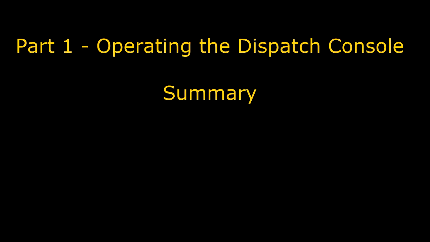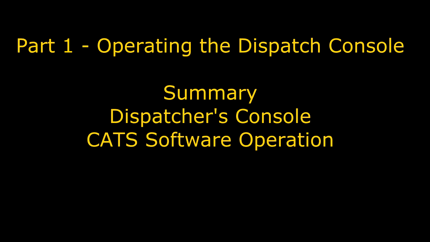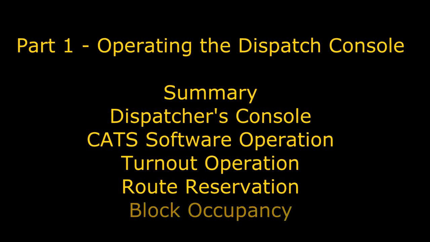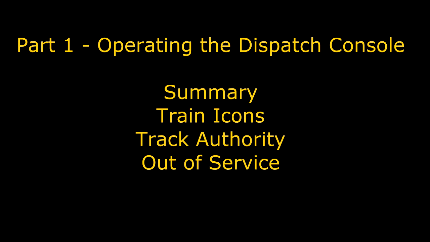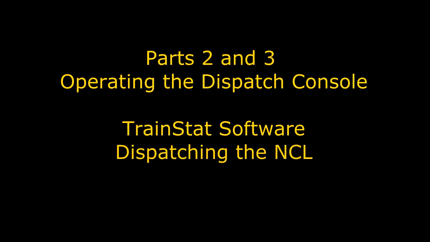In Part 1, we covered the elements of the dispatcher's console, how the CATS system operates, how to throw turnouts, reserve routes, occupy blocks, add train icons, and place track authority and out-of-service restrictions within a block. In upcoming segments, we will cover how TrainStat works with the CATS software, and we will go over how to dispatch the railroad on the NCL.